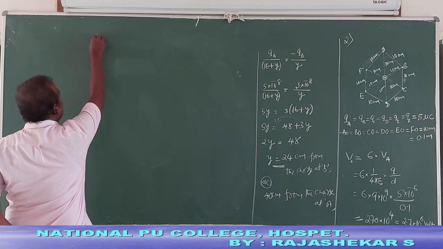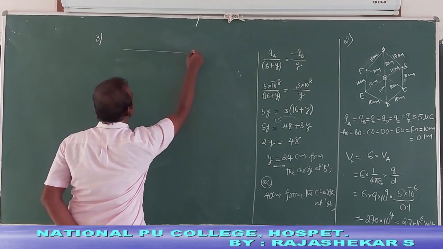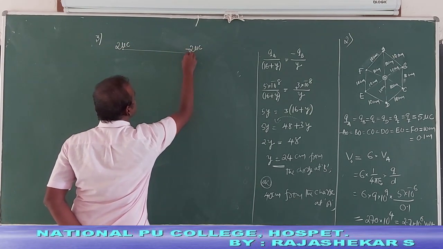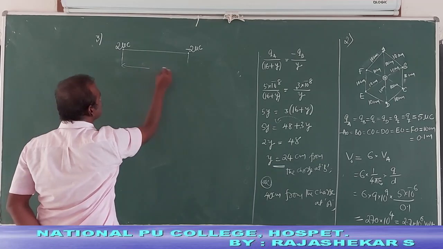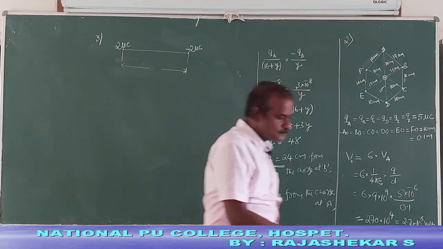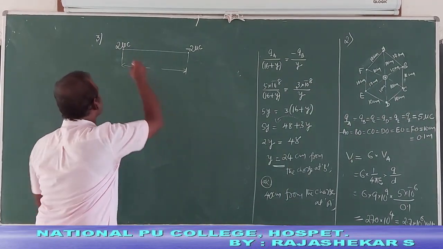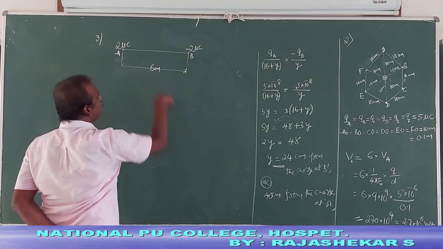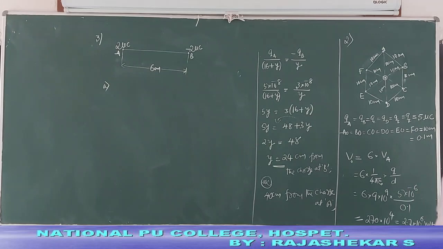Referring to question number 3. Look at question number 3. 2 microcoulomb and minus 2 microcoulomb, 6 centimeter apart. Let us consider the point A, and let us consider the point B, 6 centimeter apart. What is the first question? The first question is to identify the equipotential surface of the system.